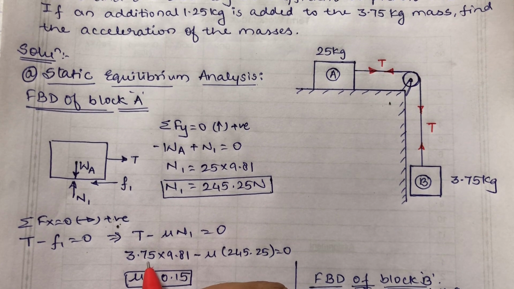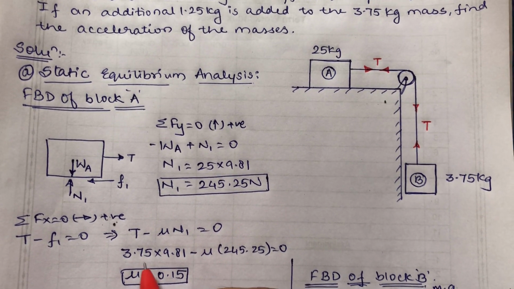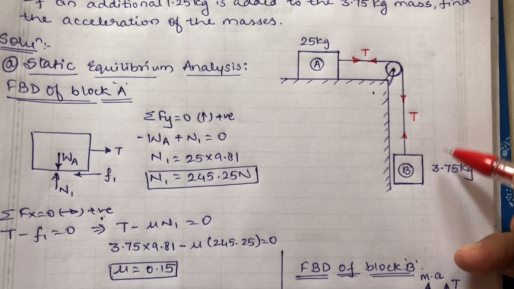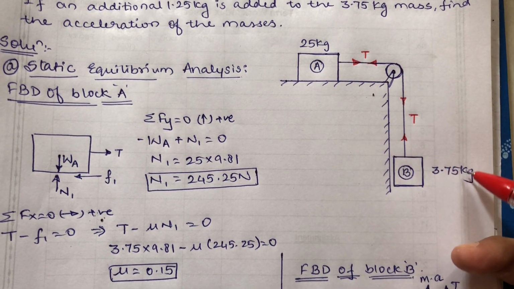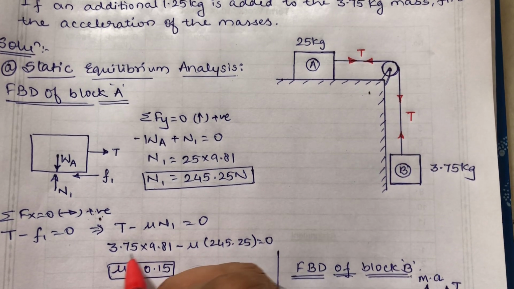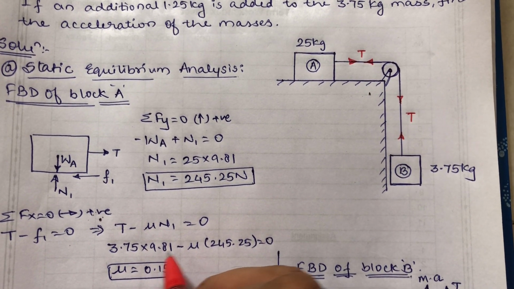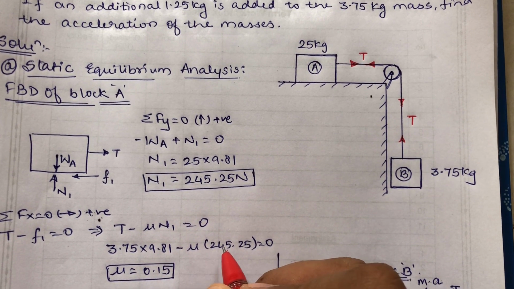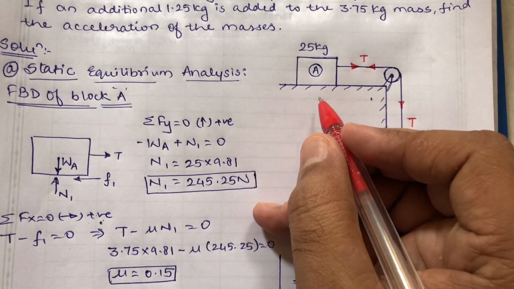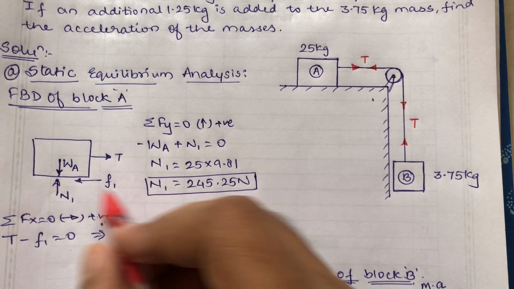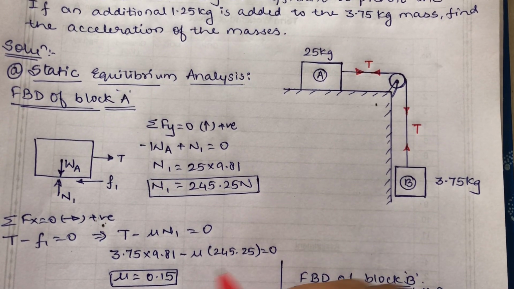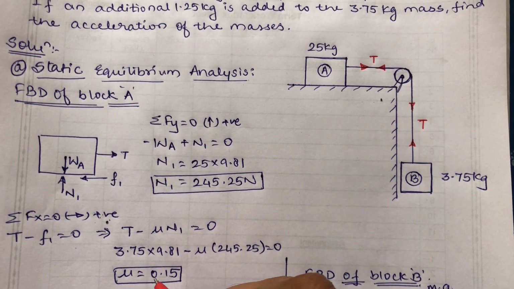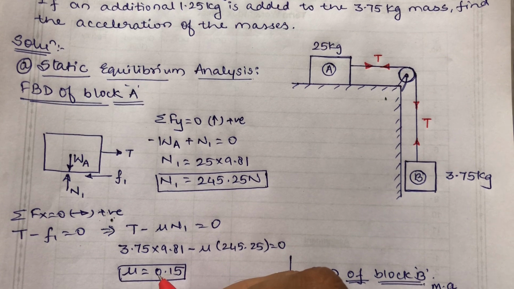T, we are aware that the T value will be equivalent to this weight. Don't you think the T value will be equivalent to this weight? Hence 3.75 into 9.81, as it is also in kg, minus mu into N1. N1 is the same as the weight of the block. We have found 245.25. With that, we are getting mu equals 0.15. This is the condition when it is a static condition.